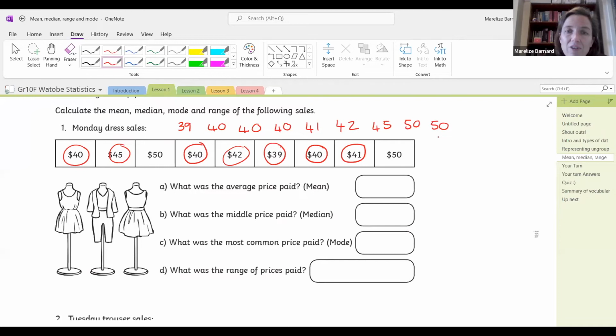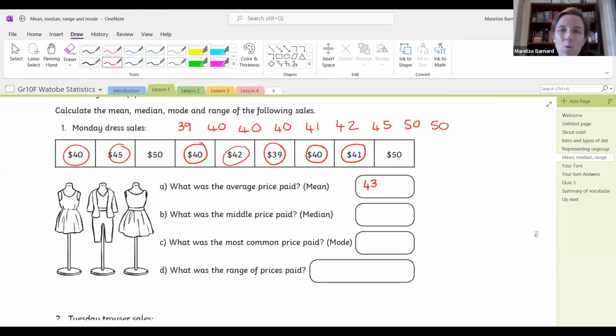Now your average, that is the mean. So on your calculator, you add all of this together. So the 39 plus the 40 plus the 40 plus the 41. Right, what answer did you get for question A? Post it in the chat, please. What did you say the mean was? It seems like a resounding 43. Right. So it seems like most people got the 43.